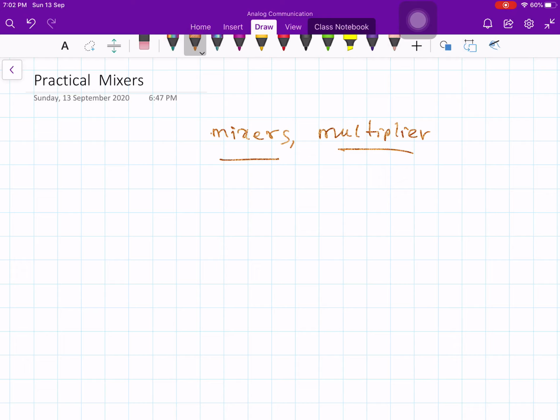One is we can realize this kind of devices using non-linear elements. In the previous lecture, as I said, what kind of device can we use? Can we use a resistor, or inductors or capacitors or transistors or diodes or something else? Generally these mixers and multipliers are realized using non-linear devices, non-linear elements.